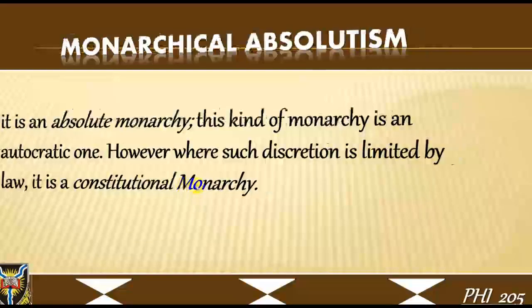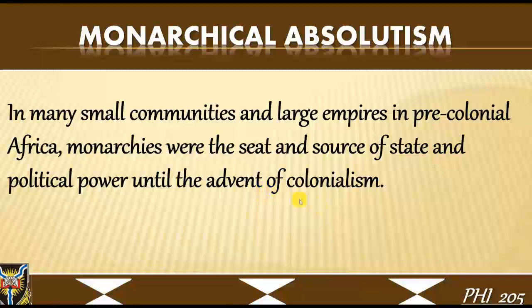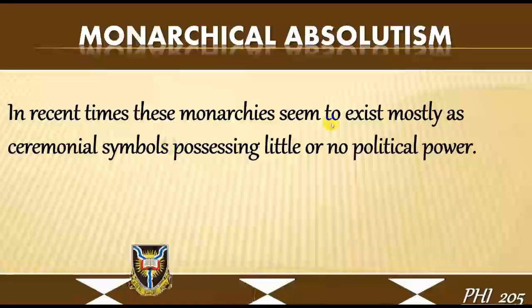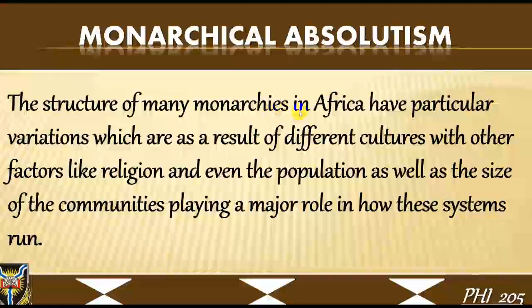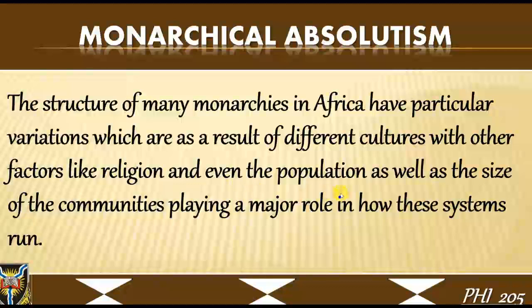In many small communities and large empires in pre-colonial Africa, monarchies were the seat and the source of state and political power until the advent of colonialism. In recent times, these monarchies seem to exist mostly as ceremonial symbols, possessing little or no political power. The structure of many monarchies in Africa has particular variations, which are a result of different cultures, with other factors like religion and even the population as well as the size of the communities playing a major role in how this system runs.